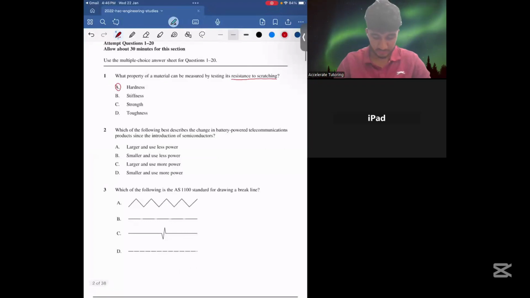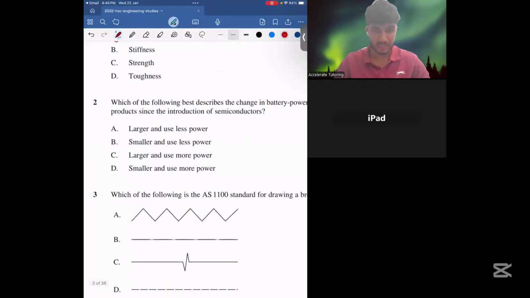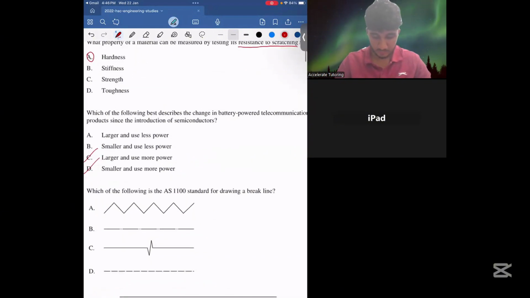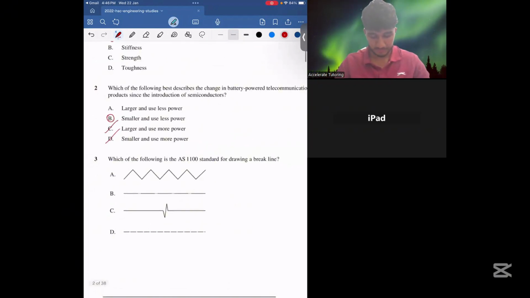Now, question 2 says, which of the following best describes the change in battery-powered telecommunication products since the introduction of semiconductors? Automatically, we should look at the options of whether it's large or small, and whether the introduction of semiconductors has made the use of power less or more. We know that semiconductors have resulted in less use of power, so options C and D would go away. The change has been that products are smaller, so our answer in this case is B.